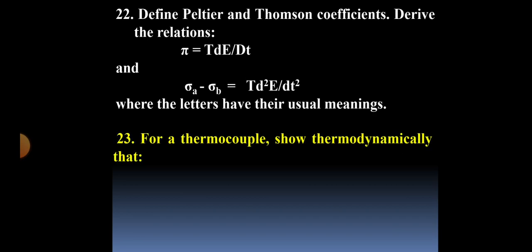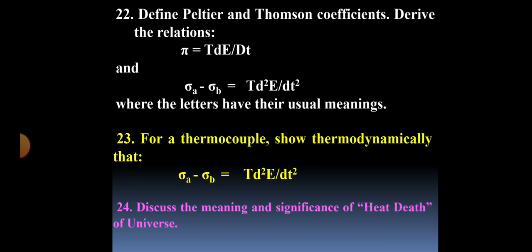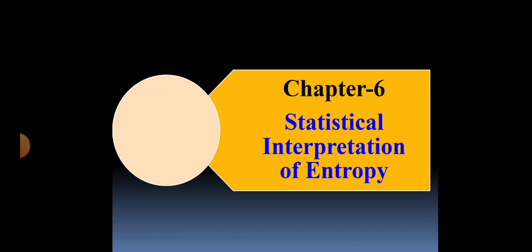Next question is, for a thermocouple, show thermodynamically that this holds. You have to derive this expression also. Question number 24: discuss the meaning and significance of heat death of the universe. Then chapter number 6 of this unit is statistical interpretation of entropy. This is the smallest chapter of your book. There are only 3 or 4 derivations in this chapter.